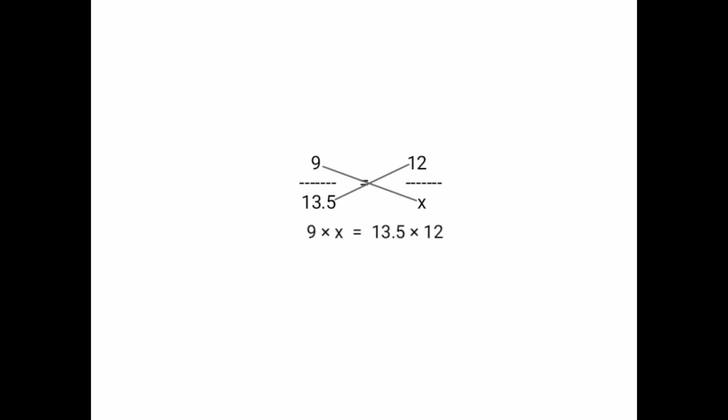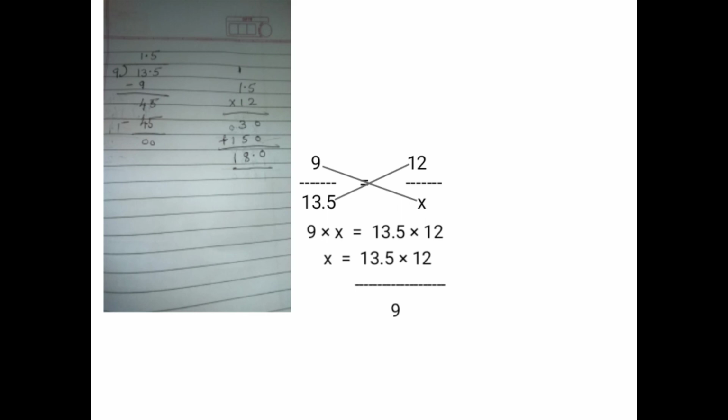9 into x is equal to 13.5 into 12. Find the value of x. X is equal to 13.5 into 12 upon 9. The 9 into x which is on the left side, when you take it to the right side, from left to right, it will go to the denominator when you find the value of x.